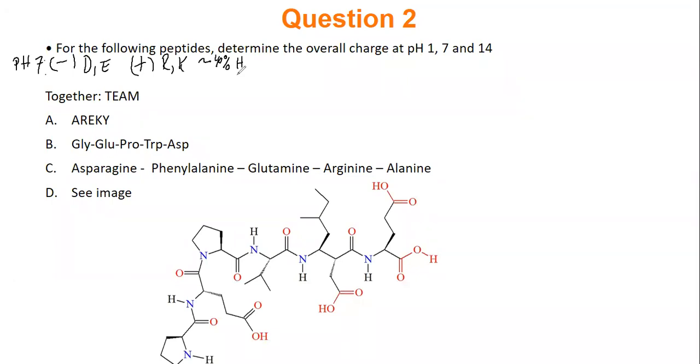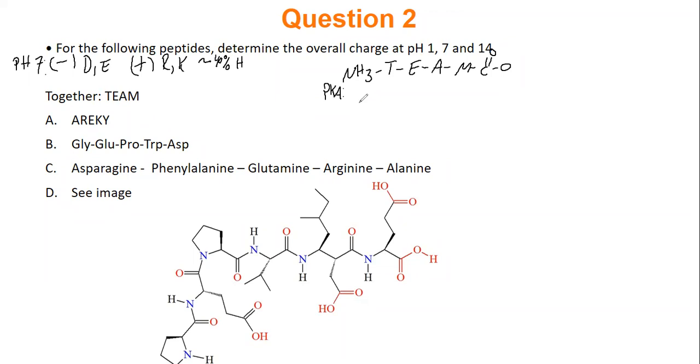All right. So let's figure out what the overall charge of TEAM is at pH 1, 7, and 14. What I'm going to do is rewrite our peptide. So there's TEAM. Don't forget that every peptide has an N terminus and a C terminus, right? Now, after I've written the peptide, what I like to do is write the pKa underneath my amino acids. So I'm going to draw another line that says pKa.